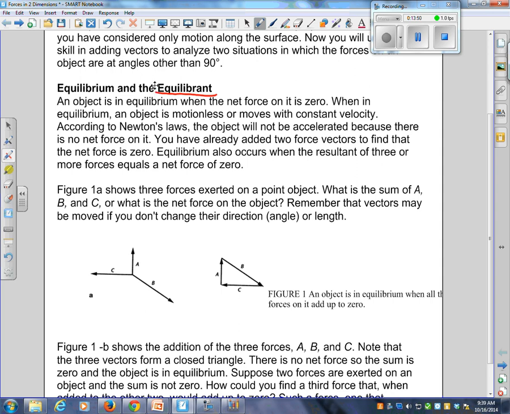Figure 1a shows 3 forces exerted on a point object. What is the sum of A, B, and C, or what is the net force on the object? So if I were to actually do this, I'll just redraw A, B, and C here with different colors.